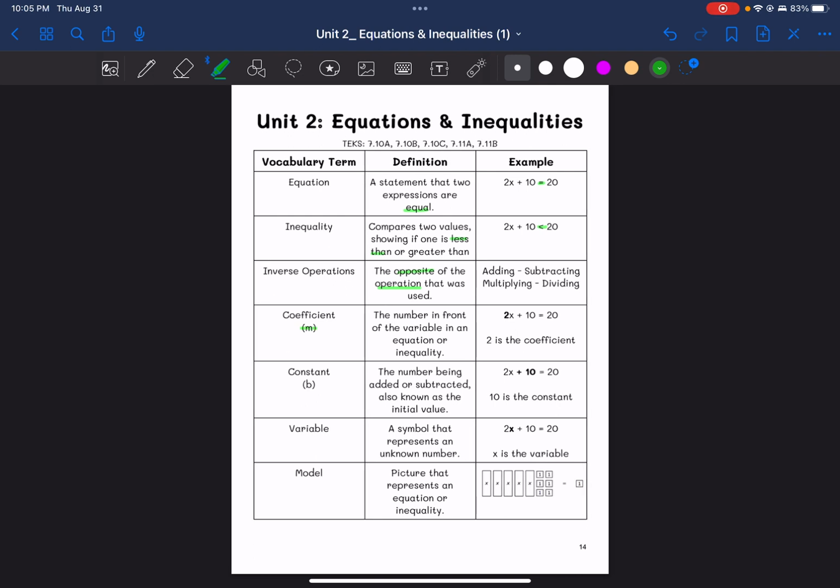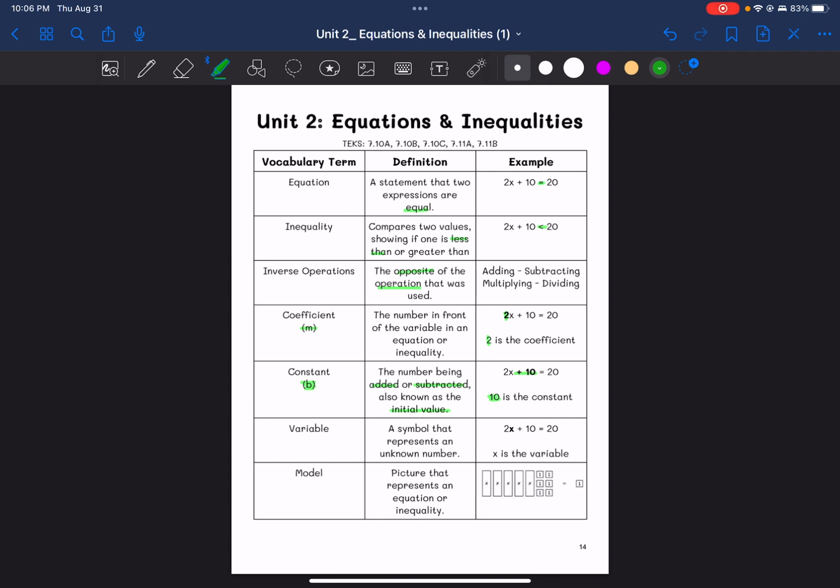We have a coefficient that is shown by the letter M, the number in front of the variable in an equation or inequality. So here in the example, 2x plus 10 equals 20, 2 is the coefficient. Then we have constant, which is using the letter B. Okay, so we have the number being added or subtracted, also known as the initial value. So we have 2x plus 10 is equal to 20, so the 10 is the constant.